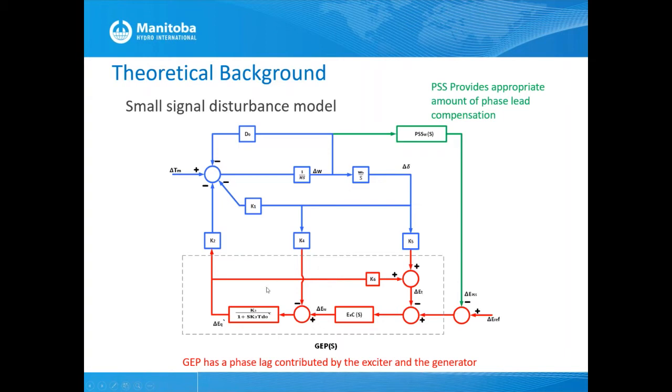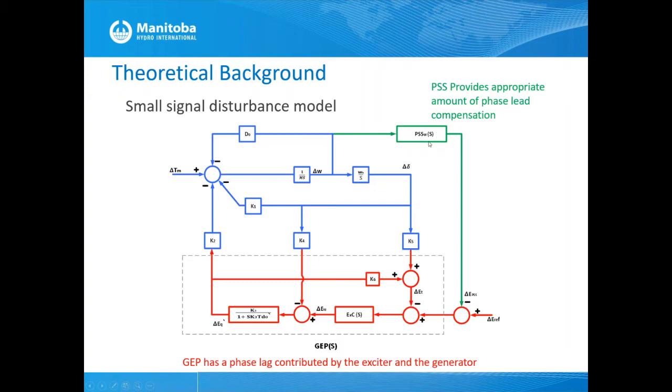angle lagging happening here in this GEP block. So this block, which represents the exciter and the generator, naturally has a lagging phase to any low frequency signal going here. Any frequency signal input coming here will add a lag. So the idea of the PSS is to compensate that lag by providing lead compensation.